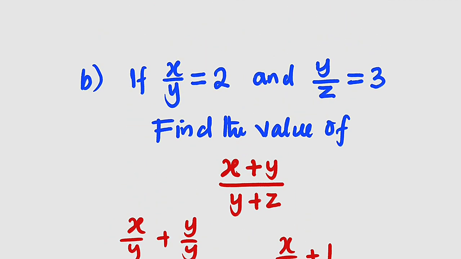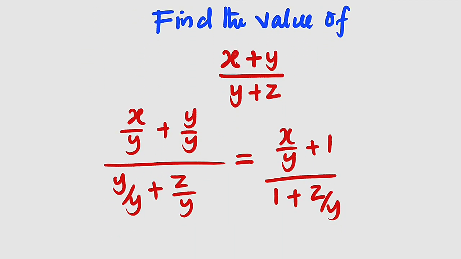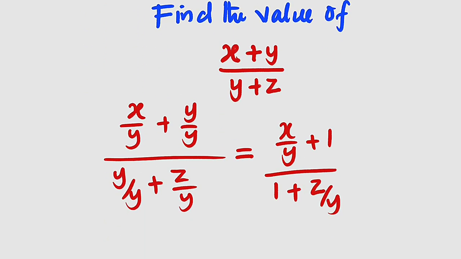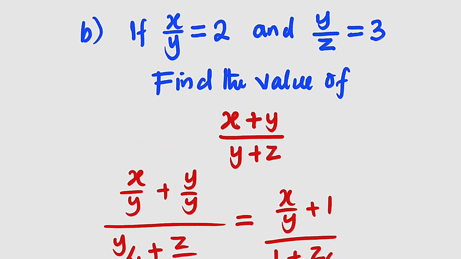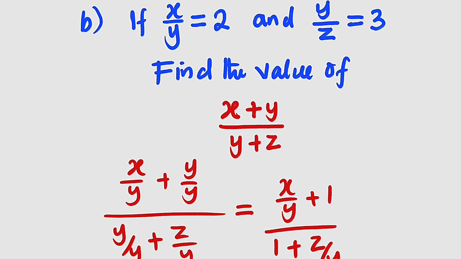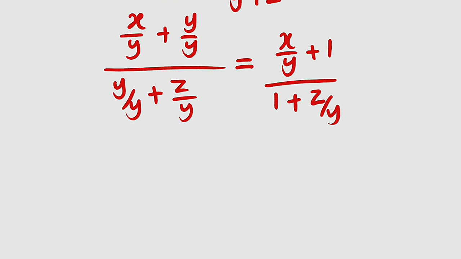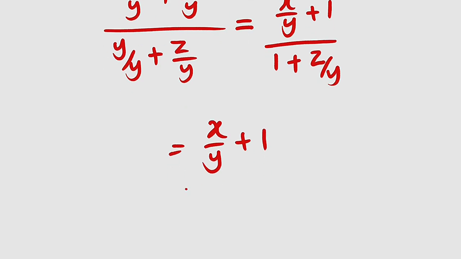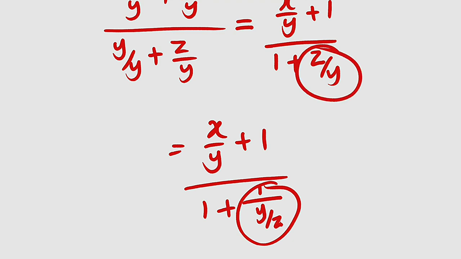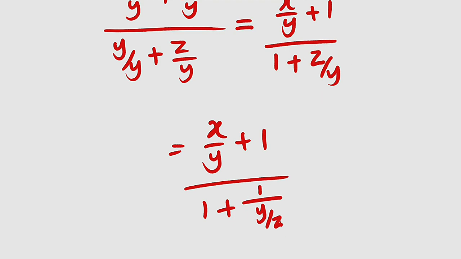Because from the statement given to us, we have x divided by y, which is 2, and we have y divided by z, but this is z divided by y instead. So how can we transform it into y divided by z? We have a logic for that. The whole of this can be written as x divided by y plus 1 to the top. To the bottom we have 1 plus 1 divided by the whole of y divided by z. This is the same thing as y divided by z to the power of -1. They are all the same.